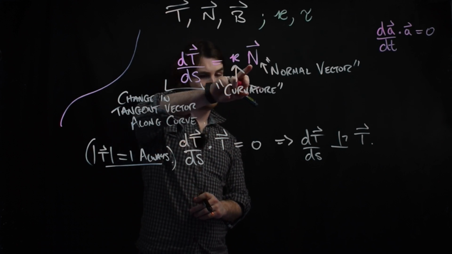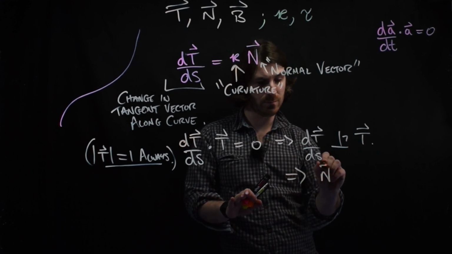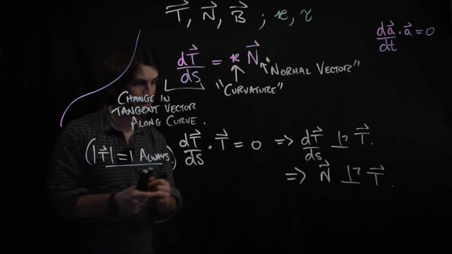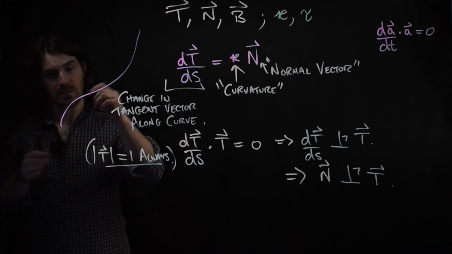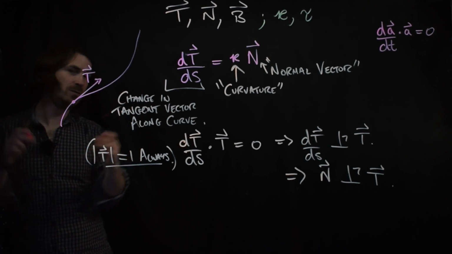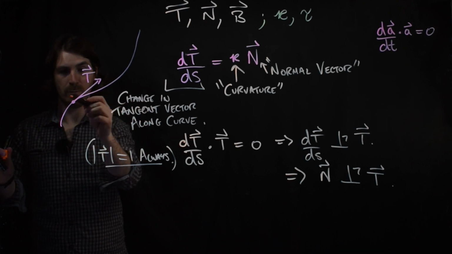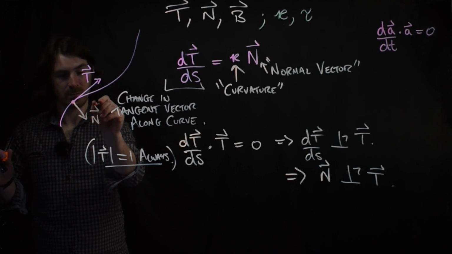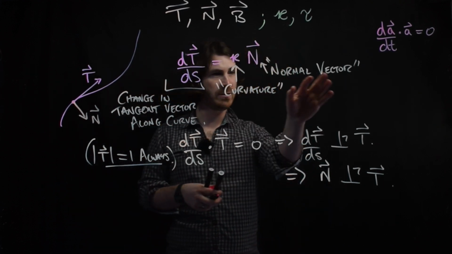Which means that n, the normal, is perpendicular to t, just as we intuitively expect. If this is the tangent at this point, then the normal will be perpendicular to it. We don't know which direction yet, but let's draw it this direction. So this is the normal vector, it's a unit vector.